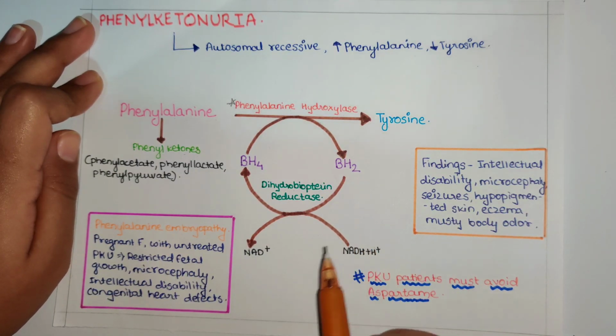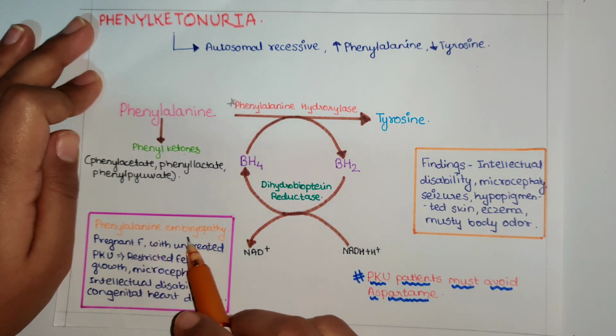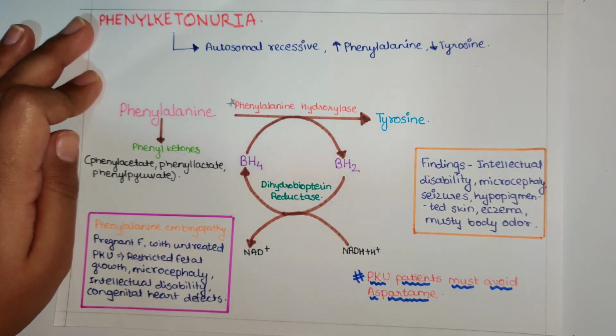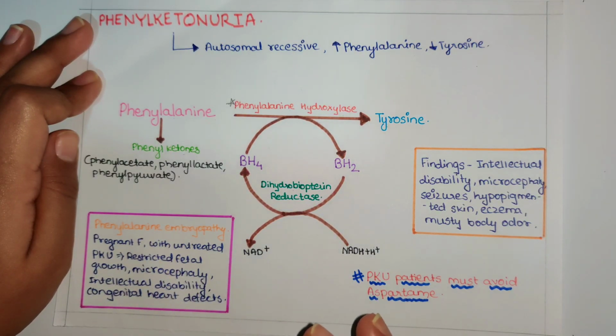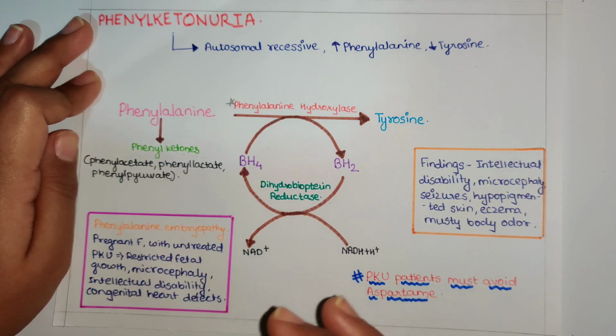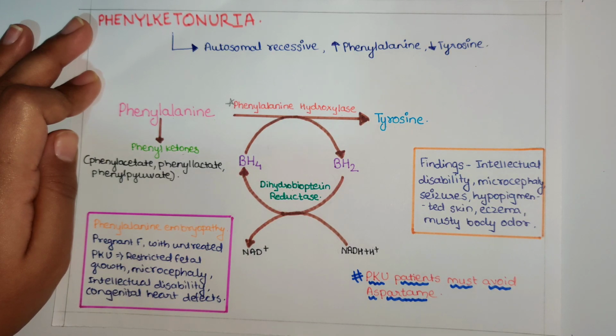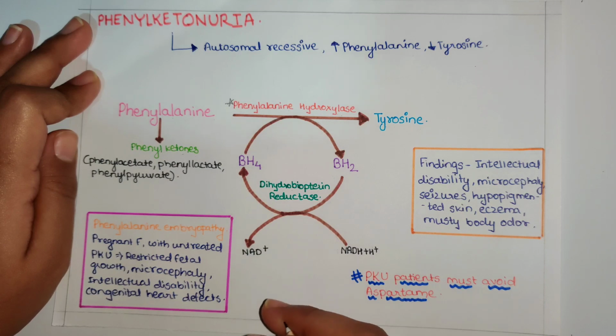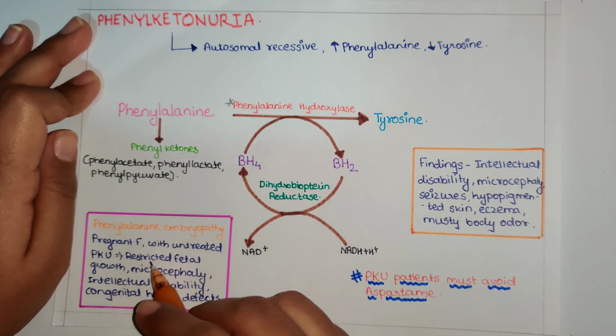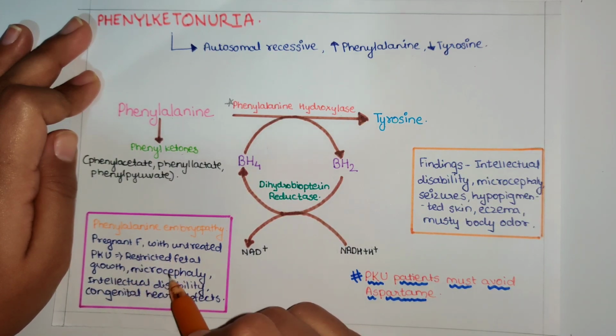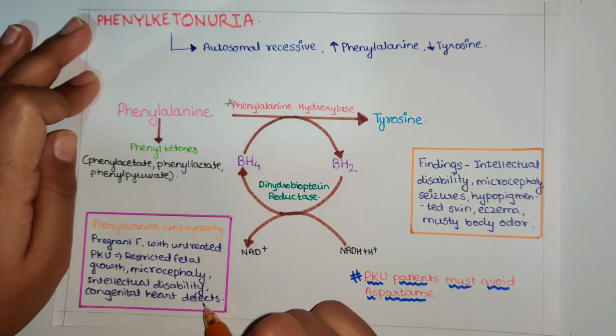Now we will also talk about phenylalanine embryopathy. So imagine a pregnant female who is not treated for phenylketonuria. Who is suffering from phenylketonuria and not treated. So what is going to happen? So this buildup of phenylalanine is going to be toxic for her fetus. And what will happen? Restricted fetal growth, microcephaly, intellectual disability, congenital heart defects.